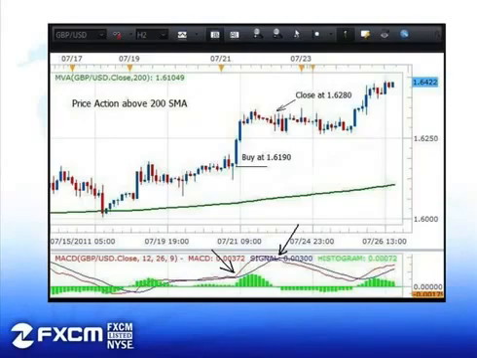So we'd enter here at 1.6190. MACD crosses over to the downside. We get out of the position at 1.6280. And in this situation, where I would have placed my stop is right below that wick right there. I love to see those long wicks, because they're great for stop placement.